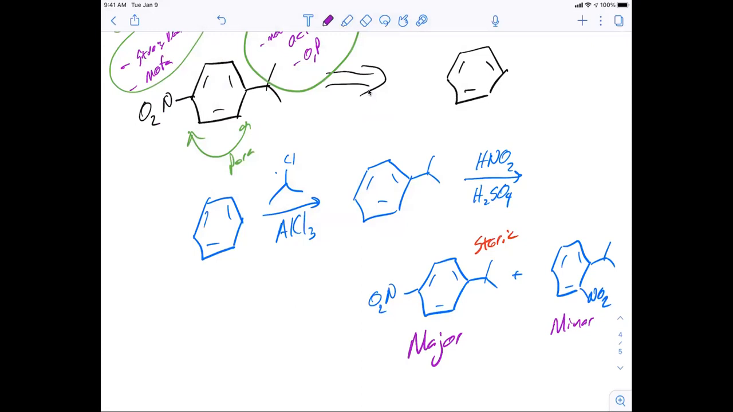Okay. Questions about these? Okay, the plan is just to continue to work some of these. Yes, ma'am. We could have used the primary and it would have rearranged. Yes, so the primary or this one would have both given us the same product.